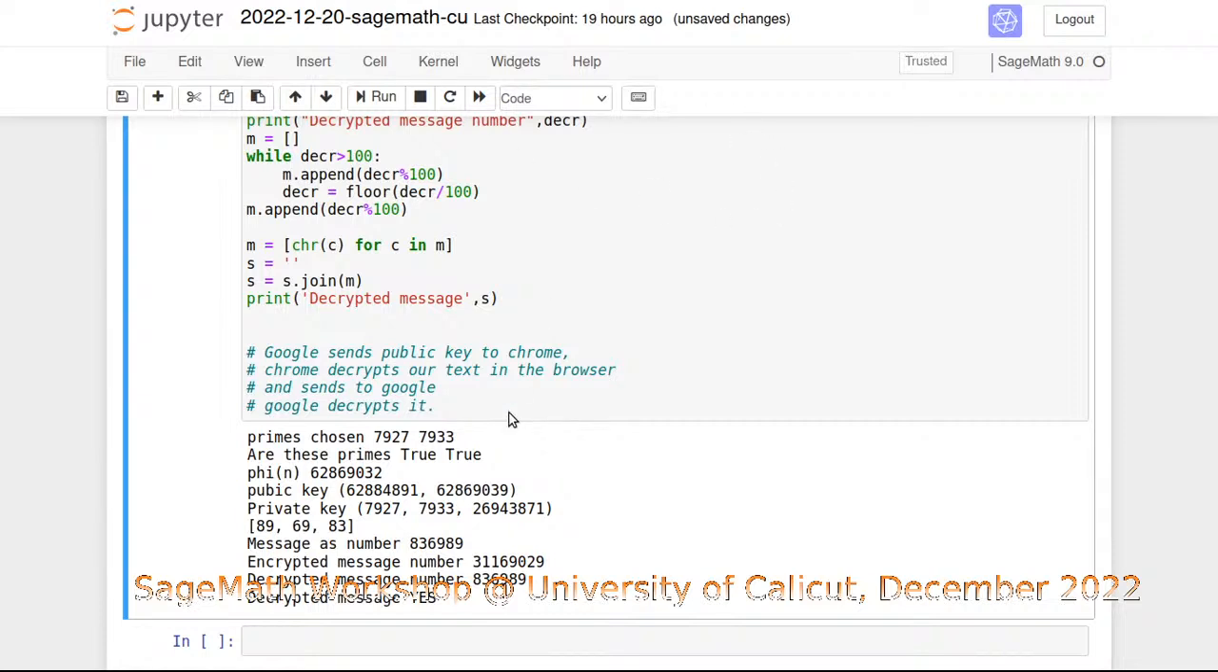This kind of process is actually happening between every site which has HTTPS in the browser address bar, HTTP secure. Every server which has HTTPS actually sends a public key to the browser. The browser encrypts the message, and the encrypted message is now sent to the server. The server decrypts it.